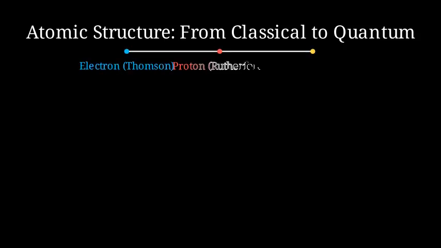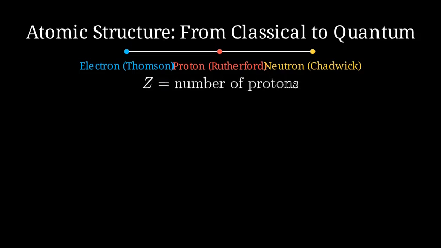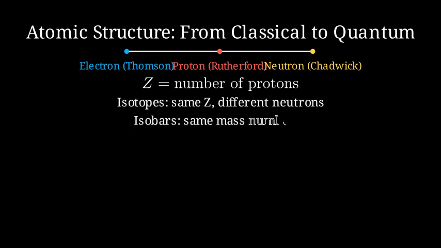The electron was discovered by J.J. Thomson, the proton by Rutherford, and the neutron by Chadwick. Atomic number is the number of protons in the nucleus. Isotopes are atoms of the same element with different numbers of neutrons. Isobars are atoms of different elements with the same mass number.